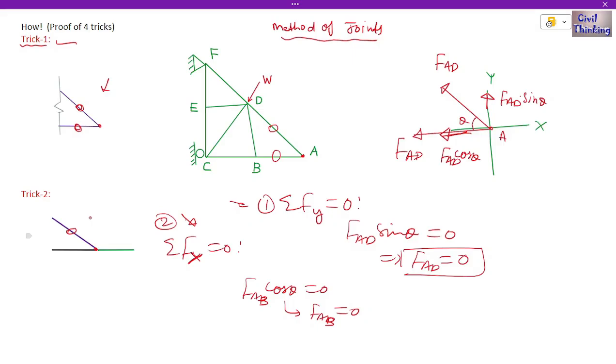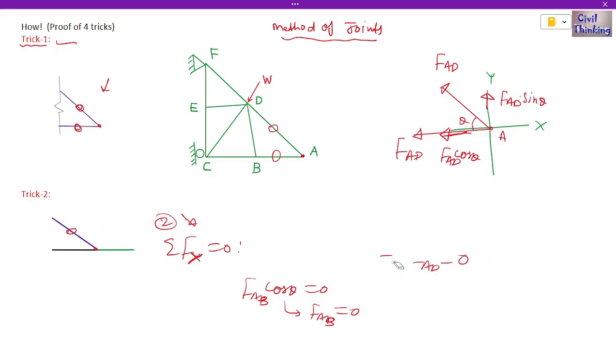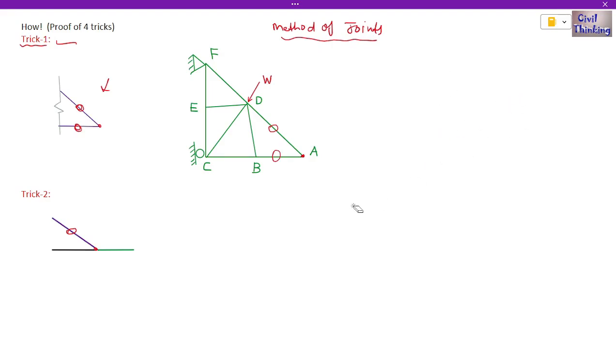Now let us observe this pattern in this body. Let me erase this first. So now can you see this pattern at any joint? Let me also erase these things. Now if you look at joint B, for example, until now you don't know this is a zero force member. This is just for example.